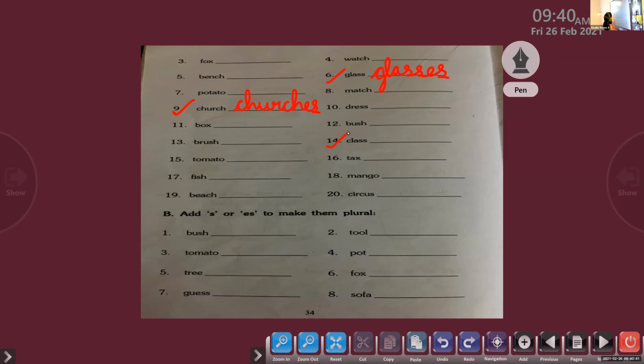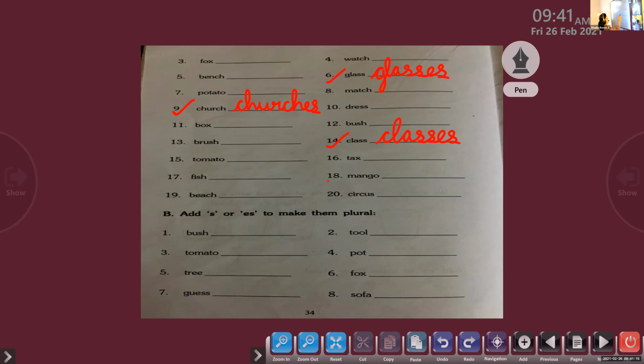Arav, try number 14. Arav, be fast. C-L-A-S-S. Class. What is the plural? Classes. Spelling? C-L-A-S-S-E-S. Classes. Okay, thank you.